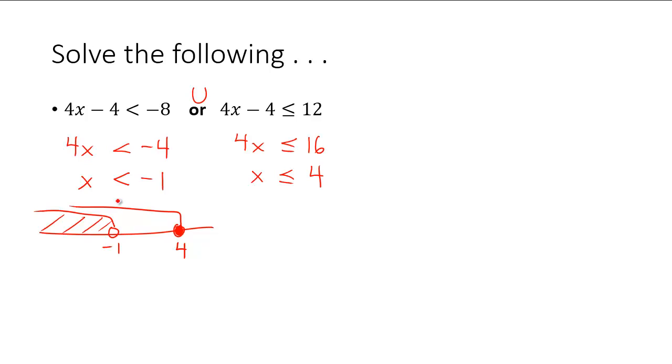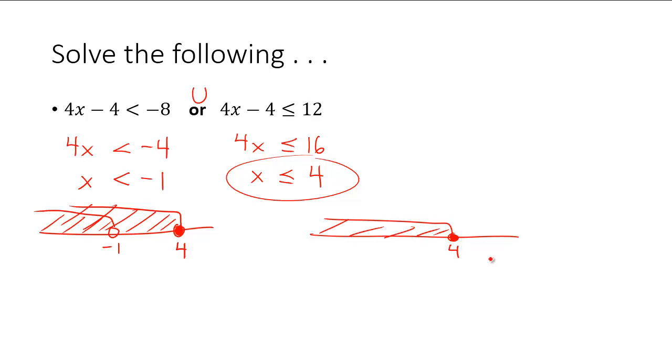So the union of those two sets is everything included in both of these parts, which means everything is going to be less than or equal to 4. So our final answer is less than or equal to 4, which in interval notation is written negative infinity up to 4, including.